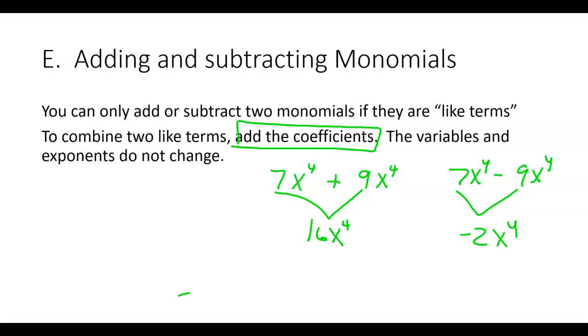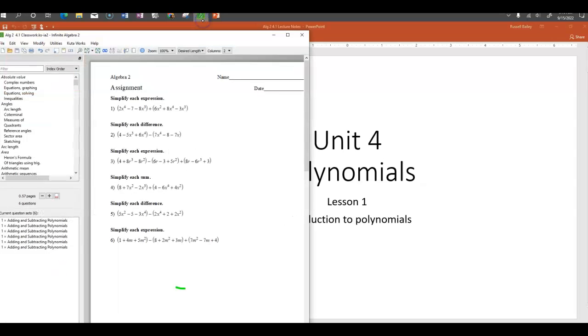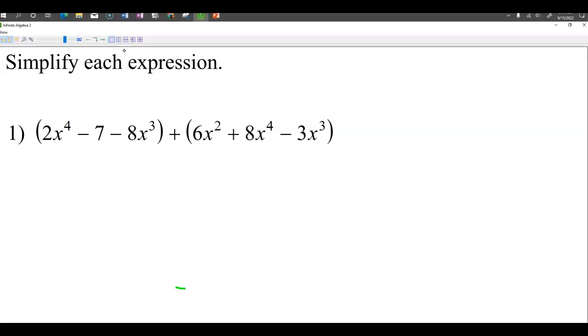Am I good to erase? All right. So I think we're going to move on to some practice problems now. And you'll have to write these down because I didn't print these. So go ahead and take a moment and copy that down.